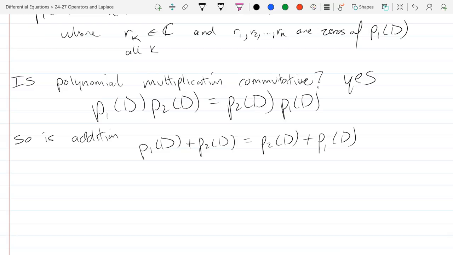So we'll see some more cool properties tomorrow. And then we'll do the exponential shift theorem.